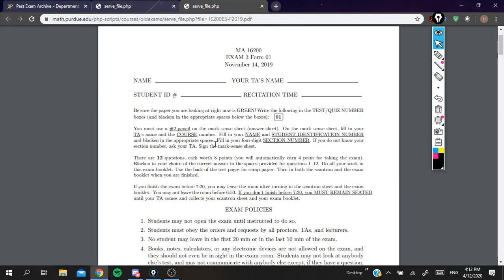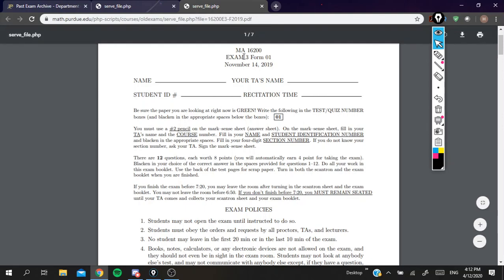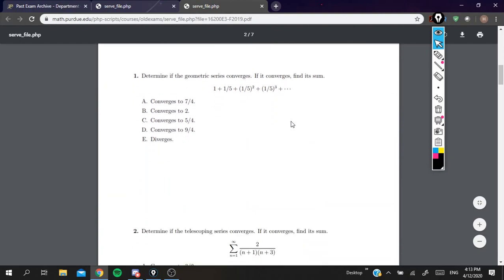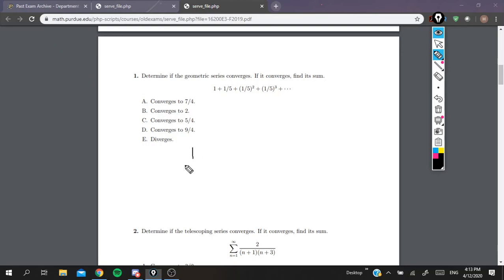In this video, I'll cover the first half of the fall of 2019 exam 3 for MA162. So first question, when you look at this, you should be able to tell that it's a geometric series of something like this.